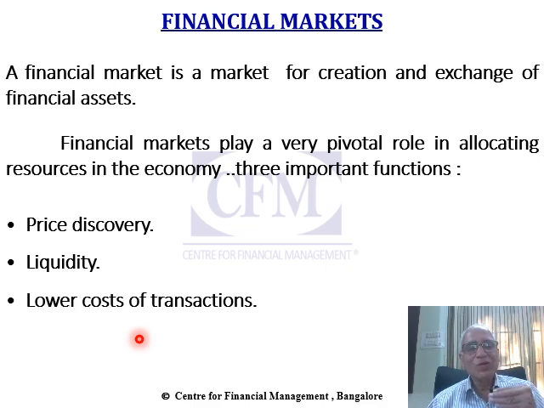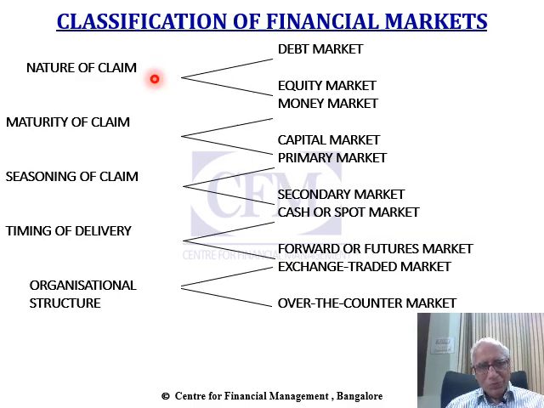All this is virtually eliminated. Search and information costs are dramatically reduced with well-functioning financial markets. We can classify financial markets along several dimensions: nature of claim, maturity of claim, seasoning of claim, timing of delivery, organizational structure.